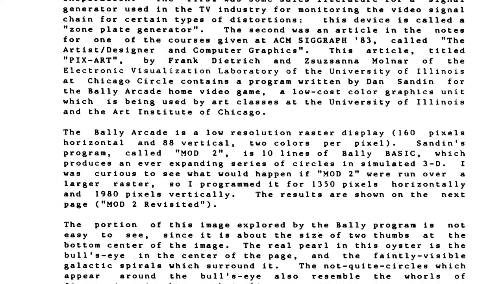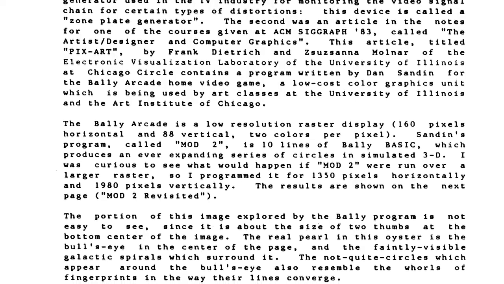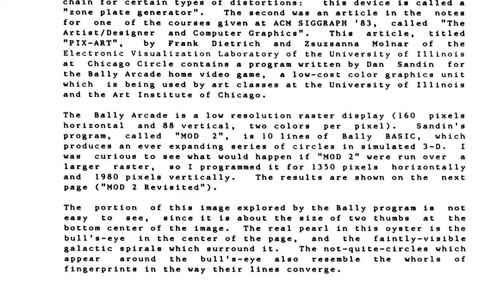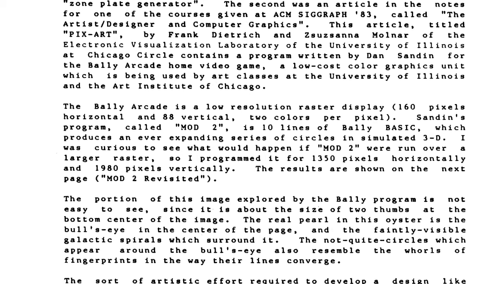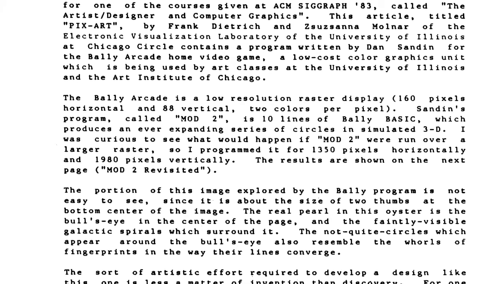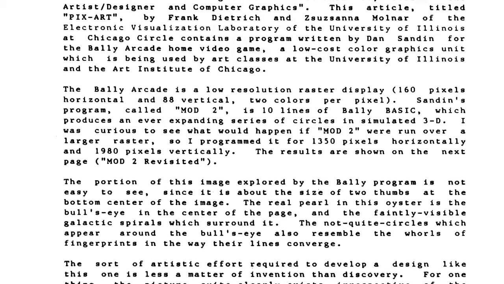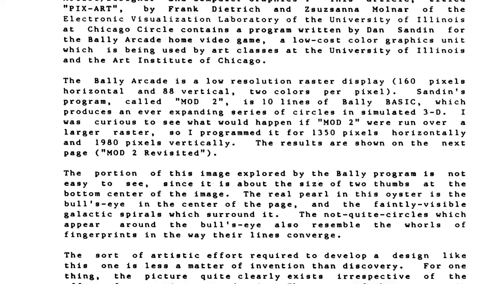And he says, Sandin's program called Mod 2 is a 10-line Bally BASIC program which produces an ever-expanding series of circles in simulated 3D. I was curious to see what would happen in Mod 2 if it were run on a larger raster screen, so I programmed it for a 1350 by 1980 pixel screen. And this is shown here in a picture that he includes called Mod 2 Revisited.